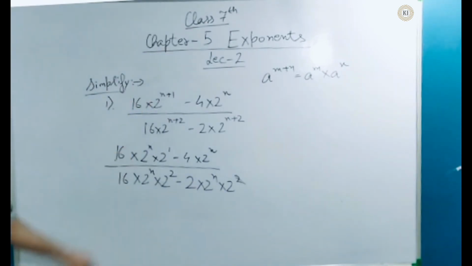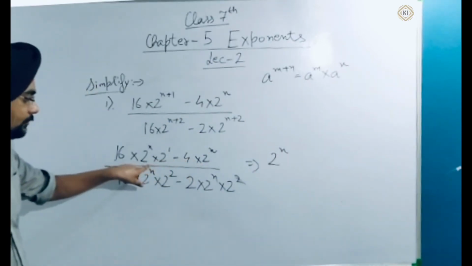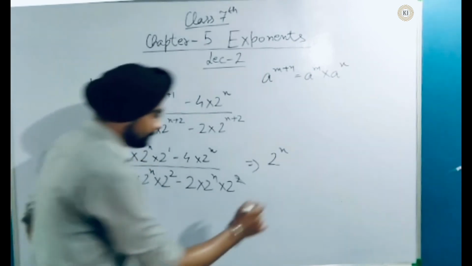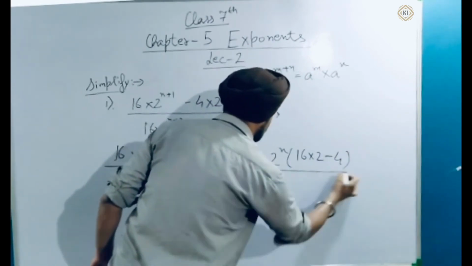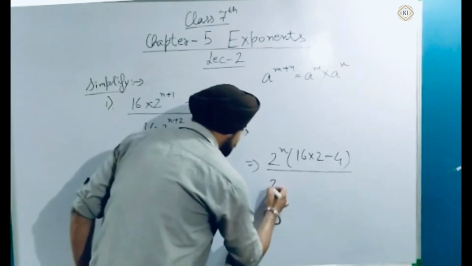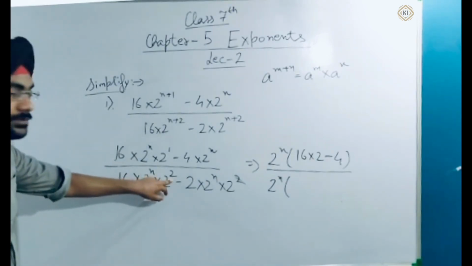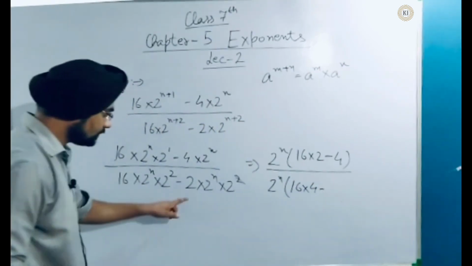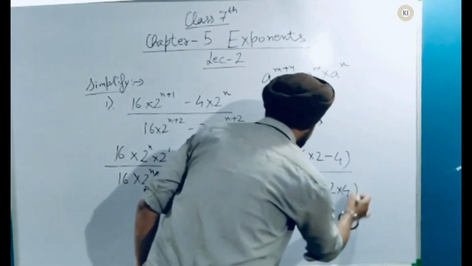Now in the numerator we can take 2^n common. Inside the bracket we will get 16 × 2 minus 4. In the denominator we can take 2^n as common. Again inside the bracket we will get 16 × 2 square, and 2 square will be 4, so we can write 16 × 4 minus 2 × 2 square, 2 square will be 4, so we can write 2 × 4.